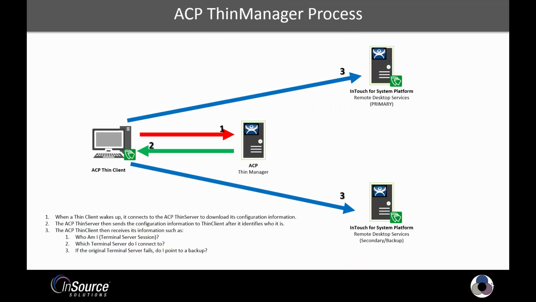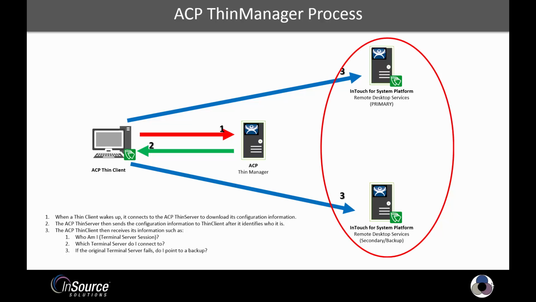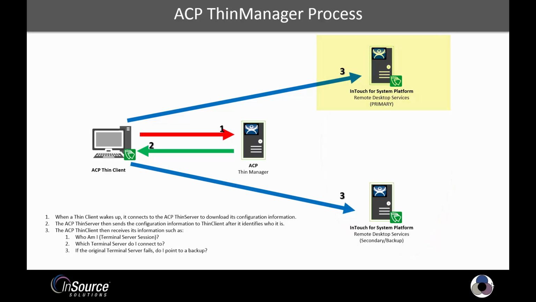So how does ACP work? A thin client terminal has to be configured to communicate to an ACP Thin Manager server. That server acts as a traffic cop. Once the communication has been established, when the ACP Thin client boots up, it says, "Who am I?" The Thin Manager says, "Okay, I know who you are. You're going to communicate to these 2 terminal servers or remote desktop servers to get your InTouch application. I will define one as your primary and the other as your secondary. In the event that the primary goes down, the secondary or the backup takes over."